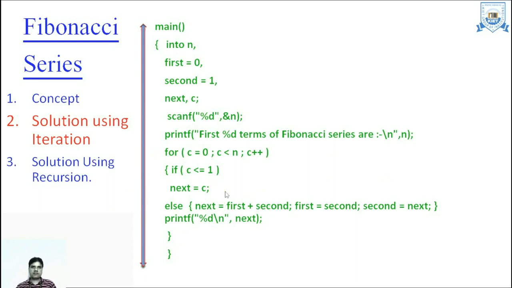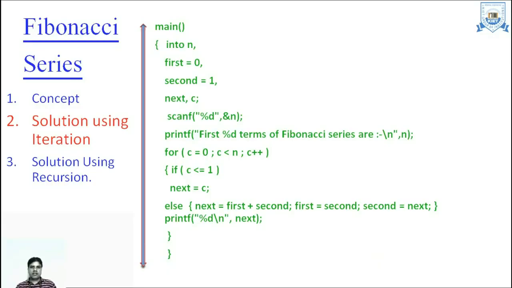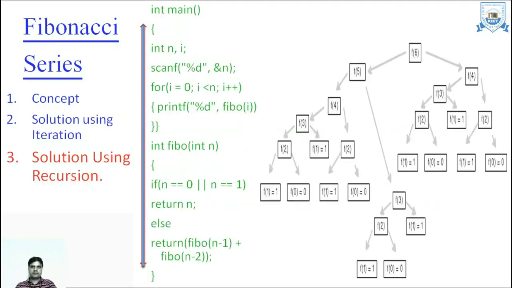Otherwise, because from the third term onwards we need to calculate from the first and second values, we'll take the last first value and last second value to find out the value of next. In this way we'll keep on calculating the values of first and second. Finally, after completion of this loop, all the terms of the Fibonacci series would be printed. That was an iterative solution. So let us move to the recursive solution.